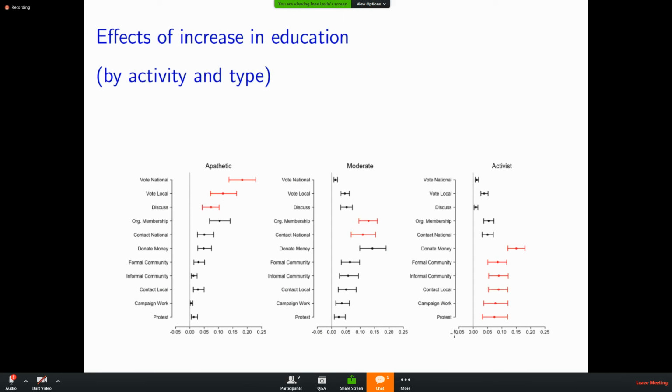When it comes to activities that are typically considered to be more demanding, effects are larger for activists than for apathetics. So for instance, the effect of a marginal increase in education is larger for activists than for apathetics in the case of volunteering to perform campaign work, contacting local government officials, and engaging in informal community activities.